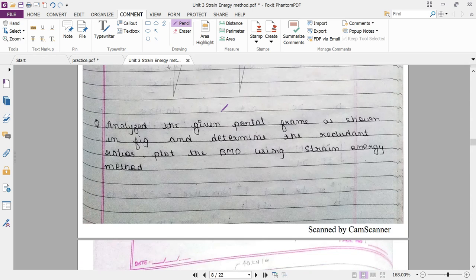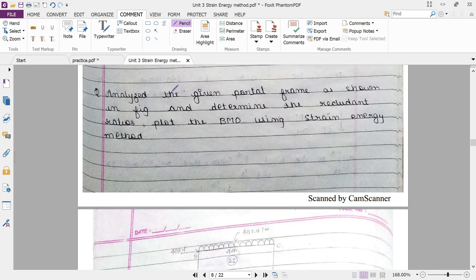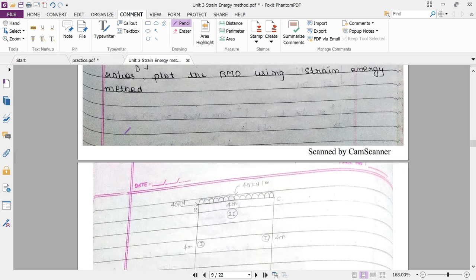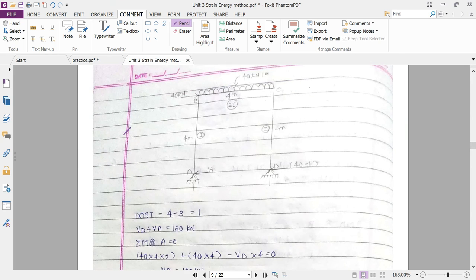Now let us consider another example. Analyze the given portal frame as shown in the figure, and determine the redundant reactions and plot the bending moment diagram using the strain energy method. So here also a 40 kilonewton load is acting, but it is acting at the node. Here also the two hinge supports are there, A and D, so therefore it will be converted into vertical reaction and horizontal thrust.